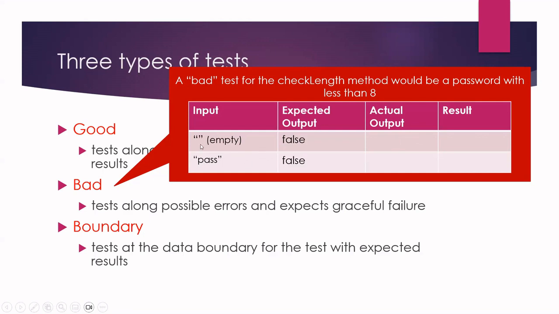So we took the empty. The empty can count as a boundary too, but it's kind of a bad boundary. Another bad is something below 8, way below 8. Now at the boundary, they could be good or bad.